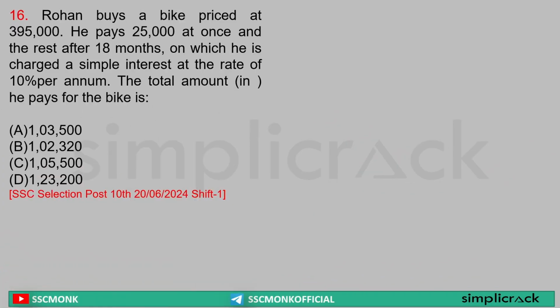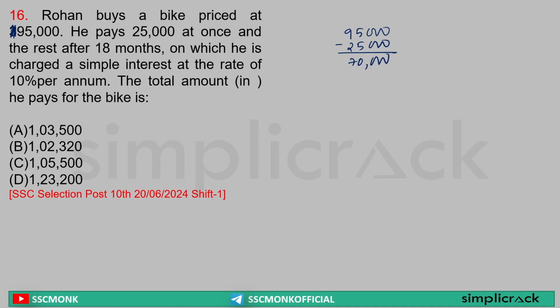Next. Rohan buys a bike priced at 3,95,000. He pays 25,000 at once and the rest after 18 months, on which he is charged a simple interest at the rate of 10% per annum. So total amount paid for the bike. Sir, I think the bike price here will be 95,000. Otherwise it won't be calculatable. So 95,000 was the bike. So out of that he paid 25,000. So what is remaining? 70,000.